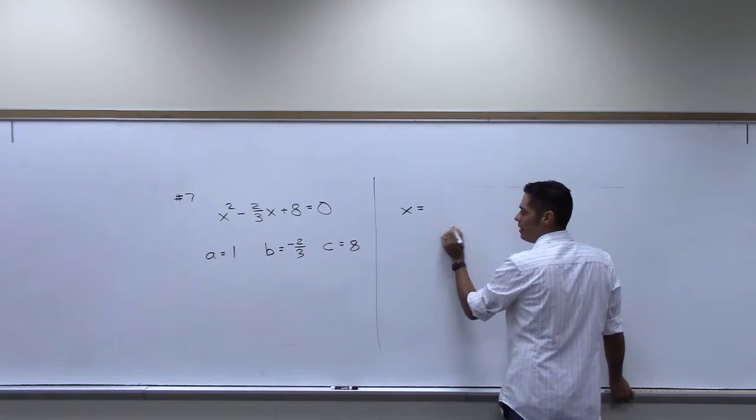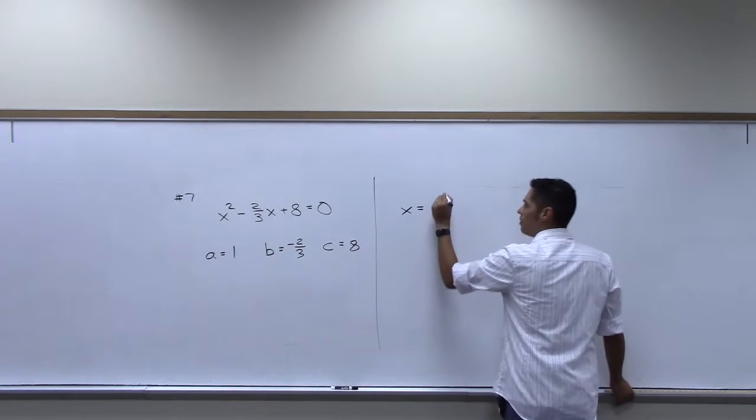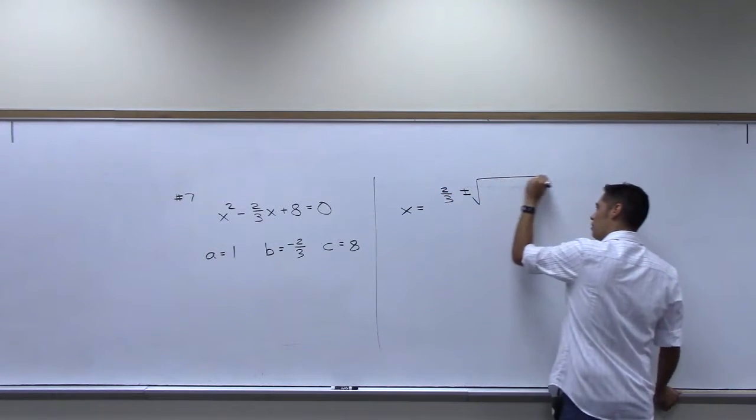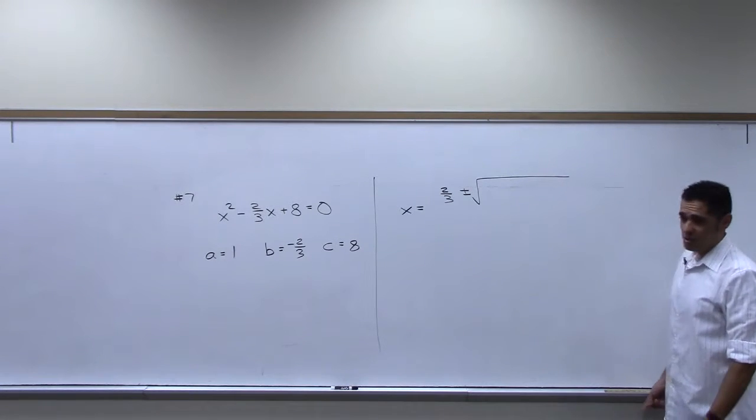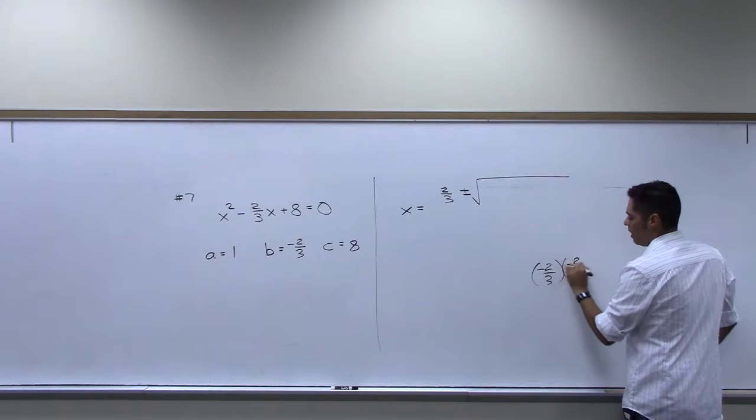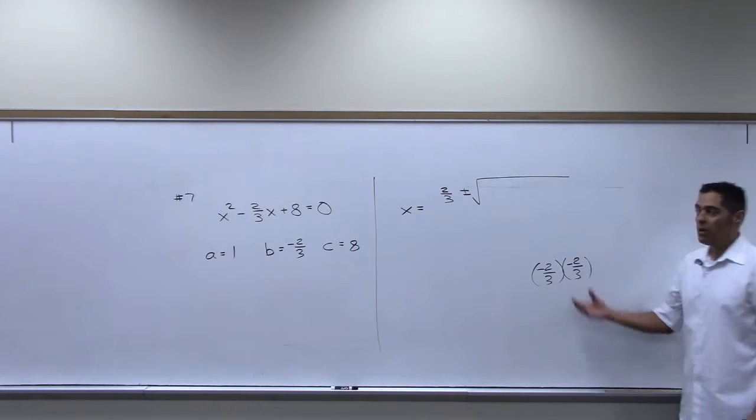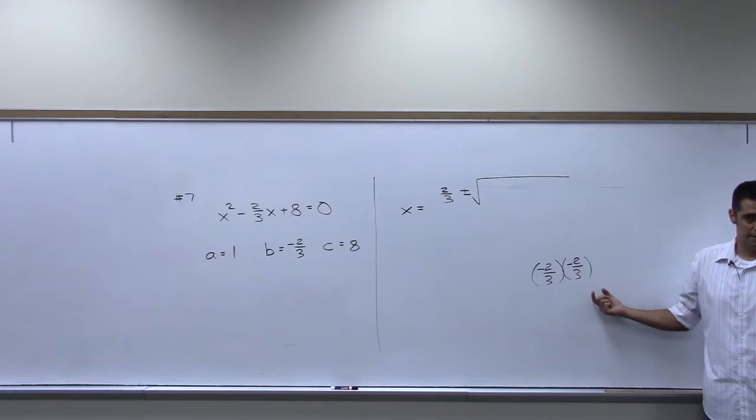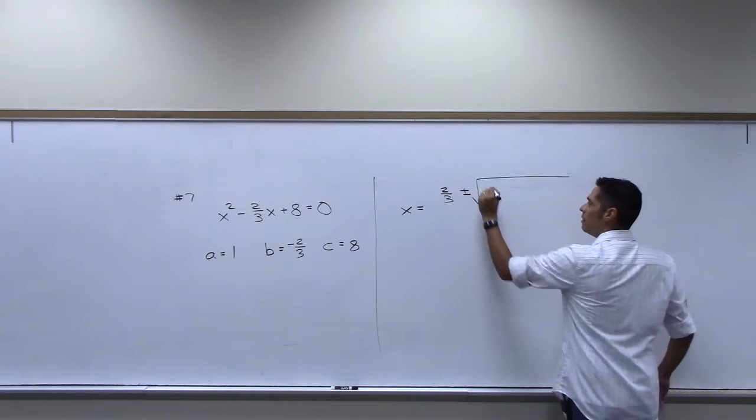So it's negative, negative, right? This one's already negative. So positive 2/3 plus or minus the square root of b squared. So you have to take negative 2/3 and multiply it times itself. When we multiply fractions, it's straight across. So this should give you 4/9, and it should be positive. Yes? 4/9.